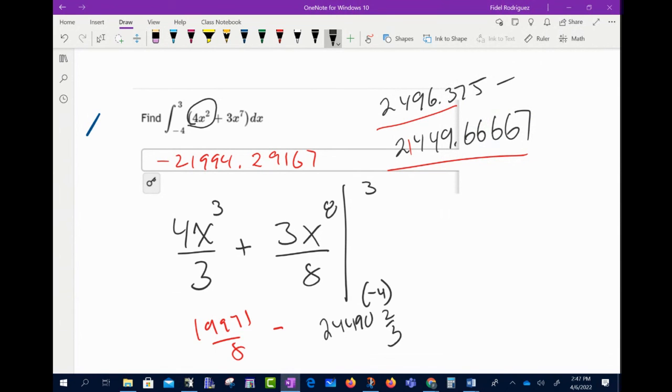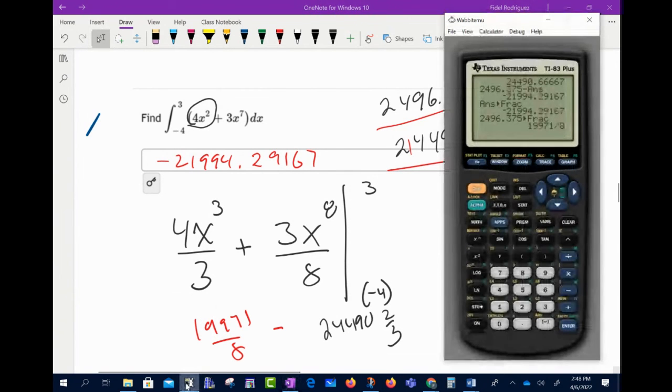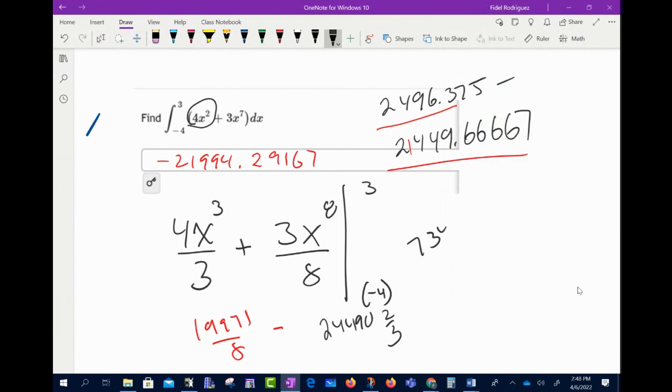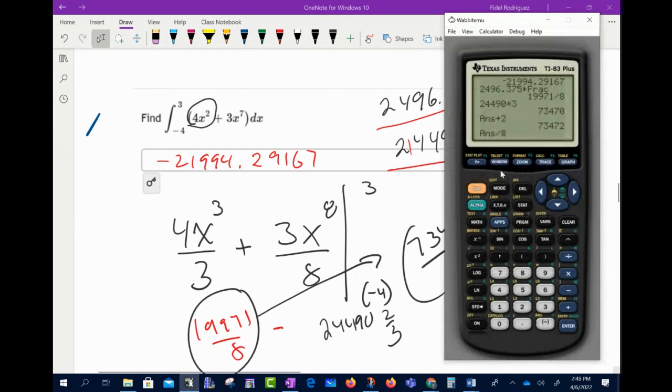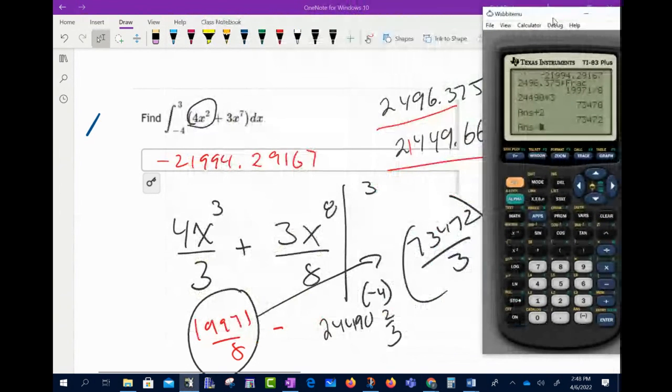24,490 and 2/3. So I can make that into an improper fraction. 24,490 times 3, add it to 2. Okay, so that number over 3. Okay, so let me see, 73,472. Okay, so then you could just subtract this one here minus that one there. And I want to say maybe the calculator will do the fraction for me, you know what I mean? But I would probably enter this in. Again, this is just if you wanted to do that stuff.